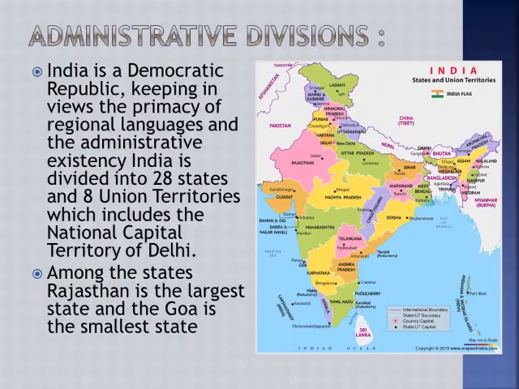But from 26th January 2020 onwards, the state of Jammu and Kashmir was made into a union territory. A new union territory called Ladakh was also created. But the union territories of Daman and Diu and Dadra and Nagar Haveli were made into one single territory. So, from 2020 onwards, India has 28 states and 8 union territories. Among the states, Rajasthan is the largest state in terms of geographical area and Goa is the smallest state.